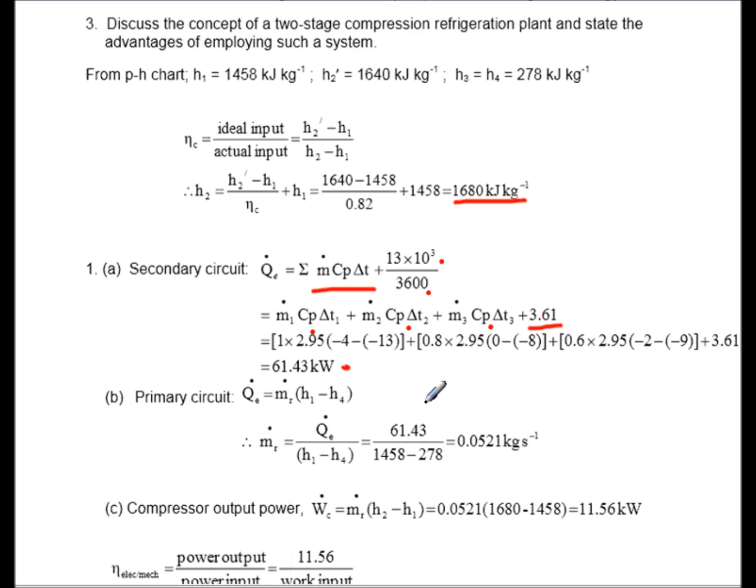So the second question was to find the mass flow rate of the refrigerant, that is the mass flow rate of the primary refrigerant. We're applying an equation again: change in enthalpy times mass flow rate of refrigerant. This value here we've just worked out to be our 61.43. We already have our H1 and H4 from our pressure enthalpy diagram, so it's a simple case of transposing for the mass flow rate of refrigerant, in which case we get 0.0521 kilograms per second.